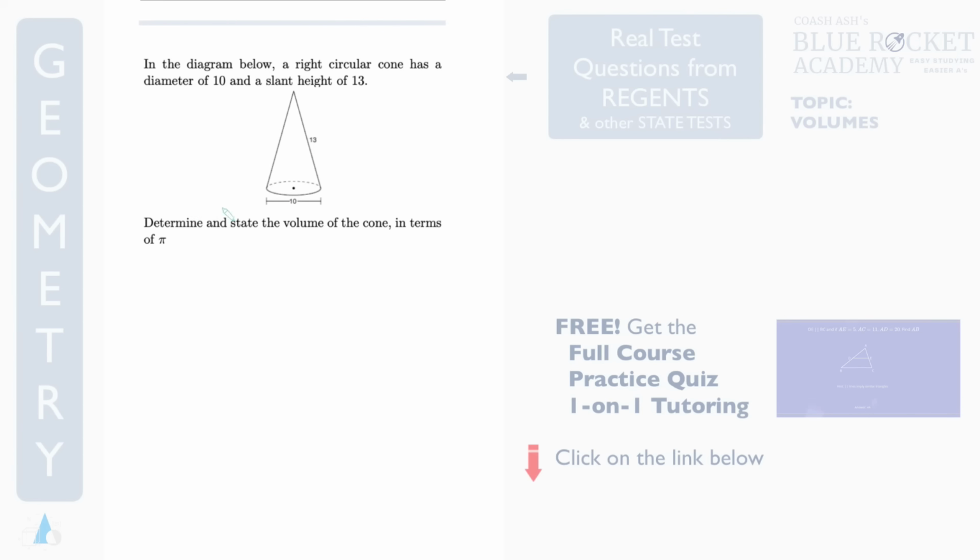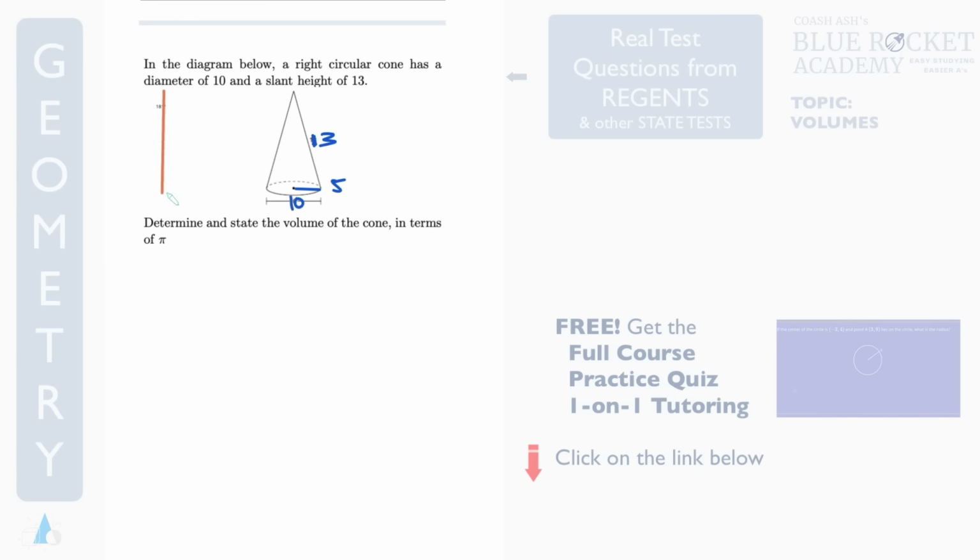All right, this is a very straightforward problem. You want to find the volume of the cone in terms of pi. Here, the slant height is 13 and the base is 10. Because this entire length is 10, this part is going to be 5. Now there's one important thing that's missing, and that is the height. So let's evaluate that height real quick.